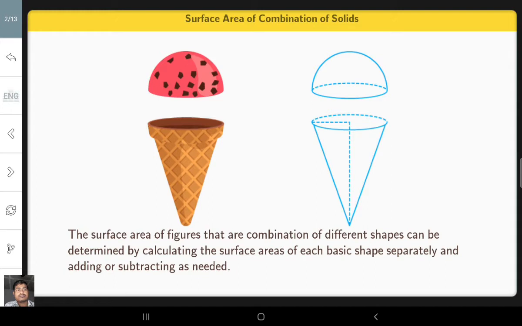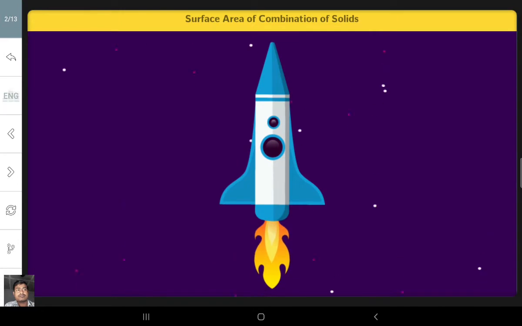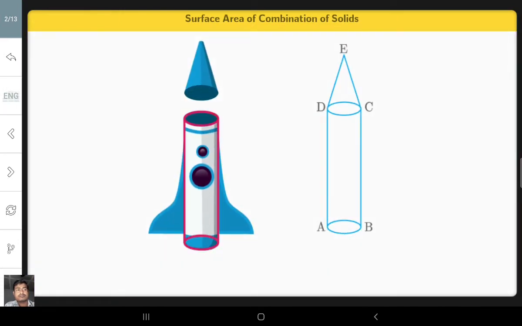The surface area of figures that are a combination of basic shapes like sphere, cone, cylinder, and cuboid can be determined by calculating the surface areas of each basic shape separately and adding or subtracting as needed. Let us consider a rocket. A rocket is a combination of a cylinder and a cone.